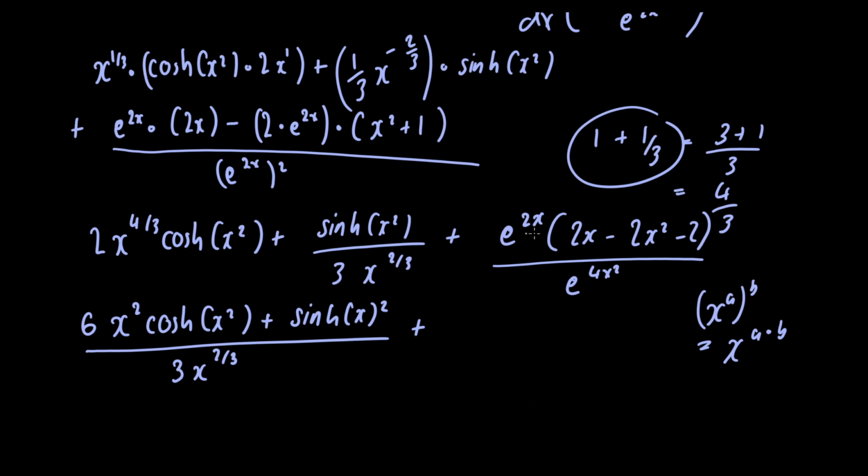Now we have an e to the 2x here and an e to the 4x here, so we can cancel this one and we can factor a 2 out of the numerator. And that is the final answer to this problem.